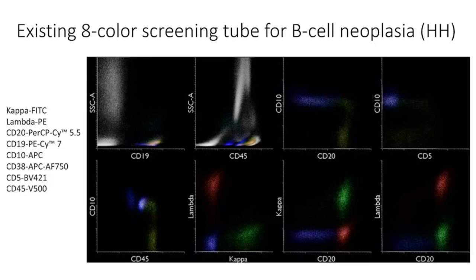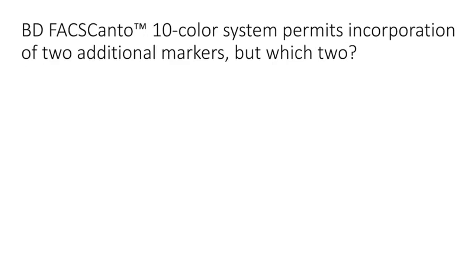Next slide, please. So now we have new instruments with 10-color capability, and that enables us to add at least 2 additional markers. And the question is, which 2? So we talked about this for a while, and a number of suggestions were made. Next. So the first was CD22. This is a pan B-cell marker, much like CD19. Next.